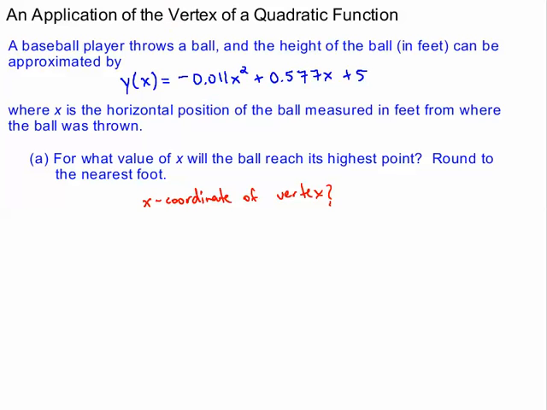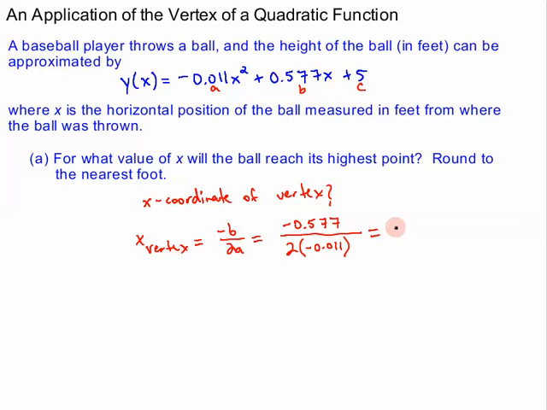And so, this function is not in the very nice form where you can just tell what the vertex is. However, we do have a vertex formula which allows us to figure out the vertex without completing the square. And we know that the x-coordinate of the vertex is negative b over 2a. So we have our a, our b, and our c. Negative b is negative 0.577, and on bottom we have 2 times negative 0.011. Using a calculator, you can see that this value looks like approximately 26 feet.